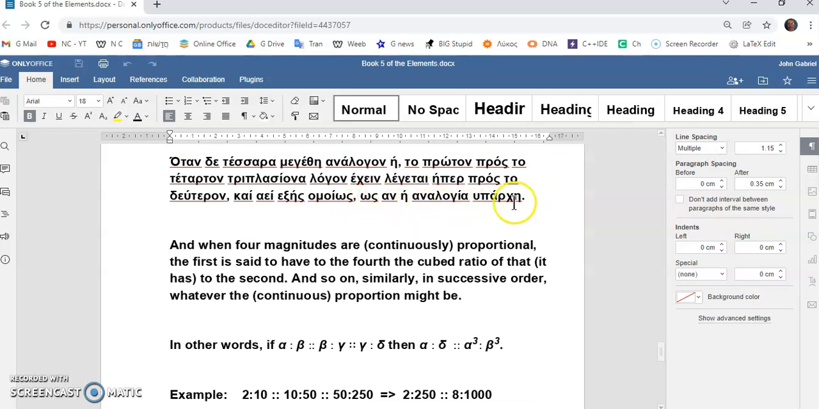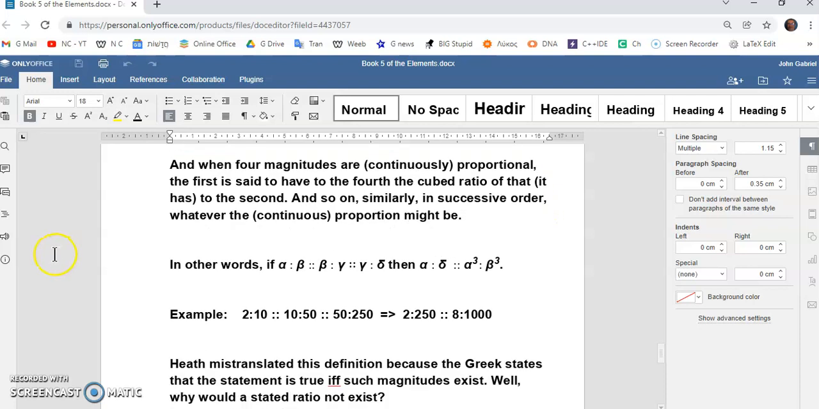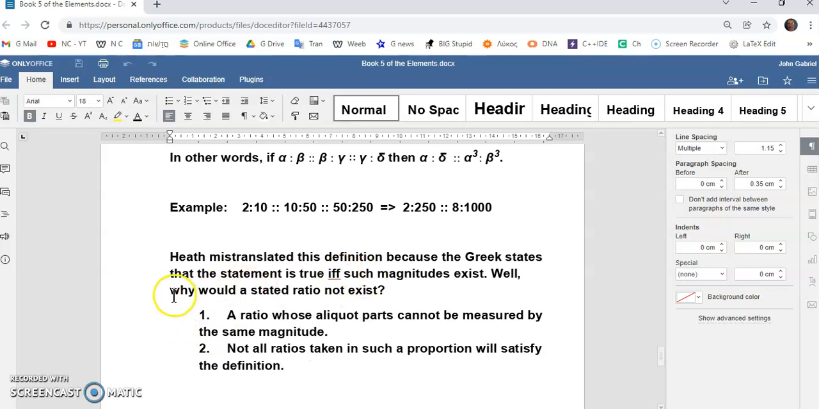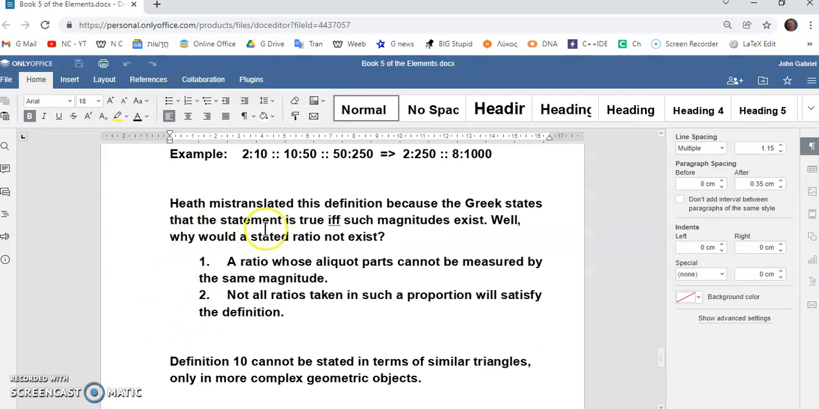because the Greek says os analogia υπάρχη. So that means if the proportion exists. Okay, so it definitely won't happen in the case of a triangle, because a triangle only has 3 sides and you have 4 sides here. So you're looking at a higher dimension geometric object. It can't be a rectangle, because a rectangle has 2 pairs of equal sides. So Heath mistranslated the definition, because the Greek states that the statement is true only if such magnitudes exist.